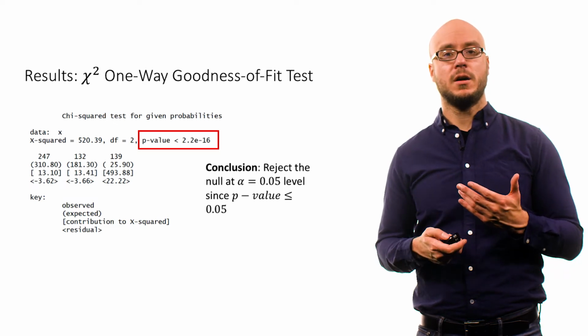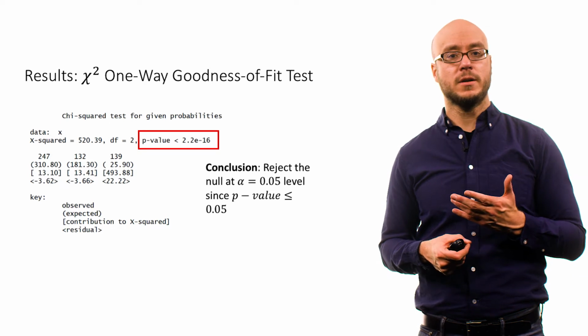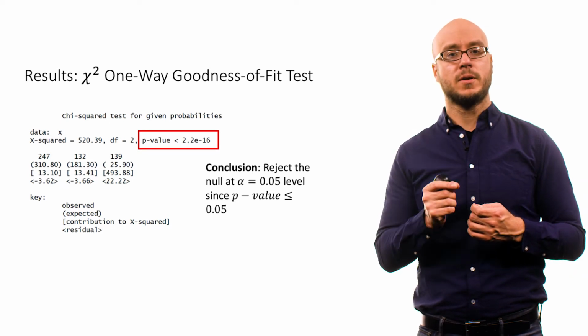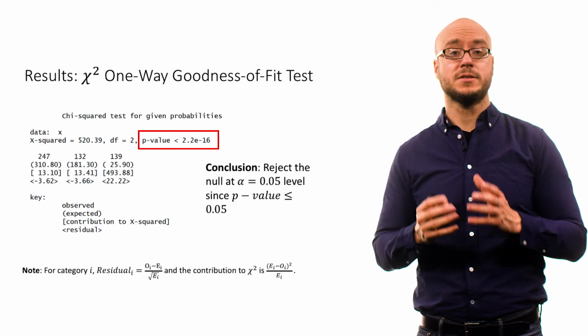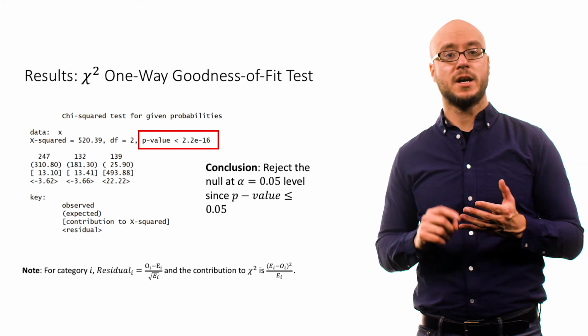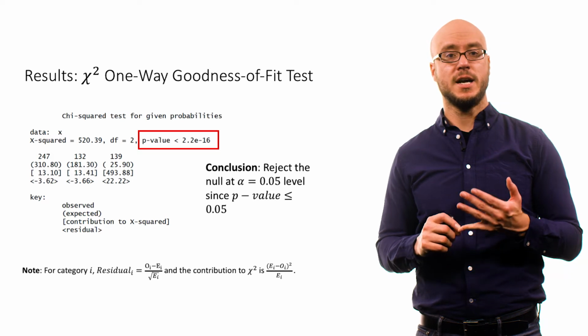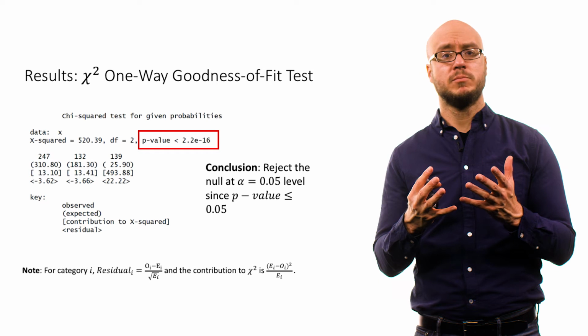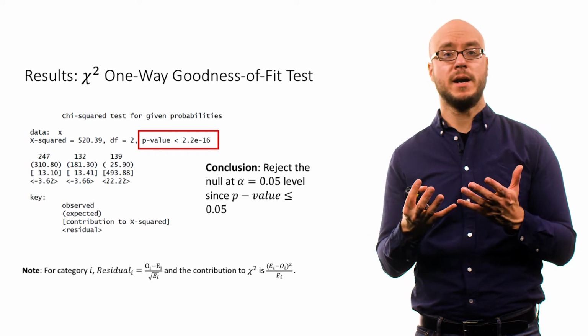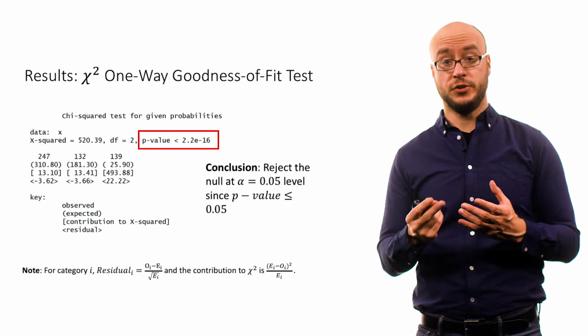And you can see that we have quite a bit of output here, but the important output for the purposes of our analysis here really concerns the chi-square test statistic. So you can see the chi-square test statistic in the upper left-hand corner. It's roughly 520.39, which is what we calculated by hand. The degrees of freedom is 2.